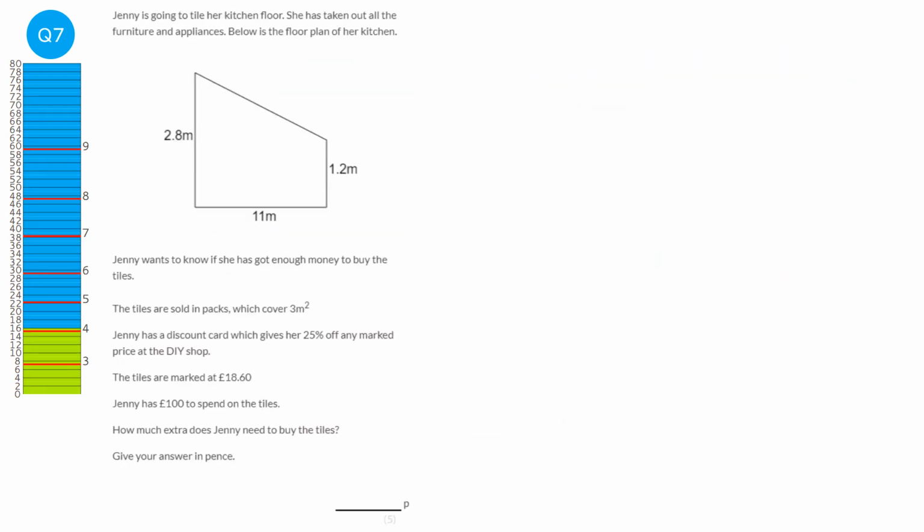The first thing we need to do is work out the area of the floor. And you'll notice that this is a trapezium. So with a trapezium, the formula is half (a plus b) times h. And a and b are the parallel sides. So these ones are the parallel sides. And the height is the one connecting the two bases, the two parallel sides. So we're going to start off by writing down the formula. So it'd be half (a plus b) h.